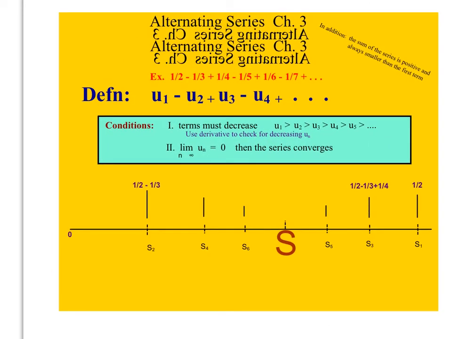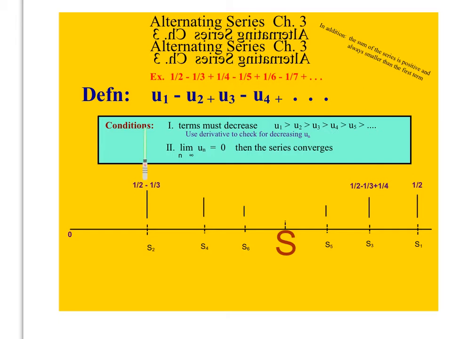So let's first take a look at this example. Here I have my first term 1/2, then 1/3, then 1/4, then 1/5, then 1/6, then 1/7. But you'll notice that the sign is alternating: positive, negative, positive, negative, positive, negative. All right, or the first term minus the second term plus the third term minus the fourth term. The first term could be negative as well. It doesn't matter as long as they're alternating each time.